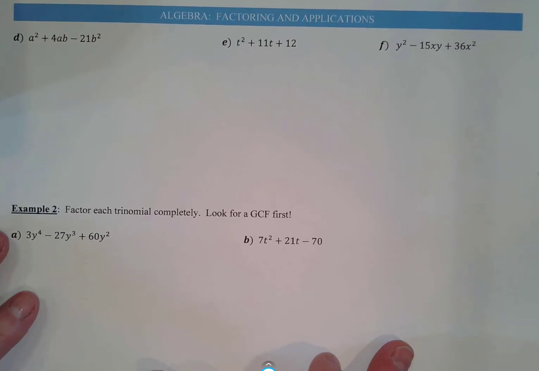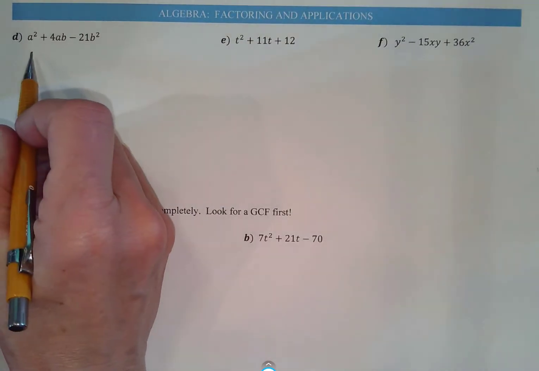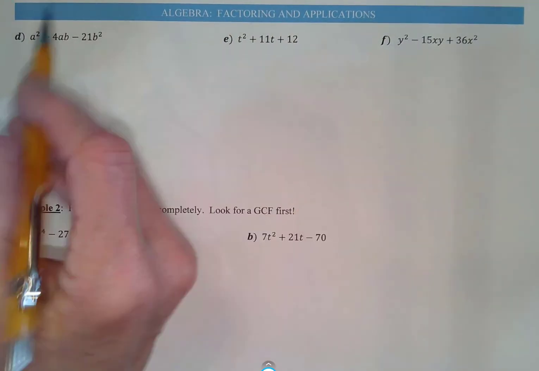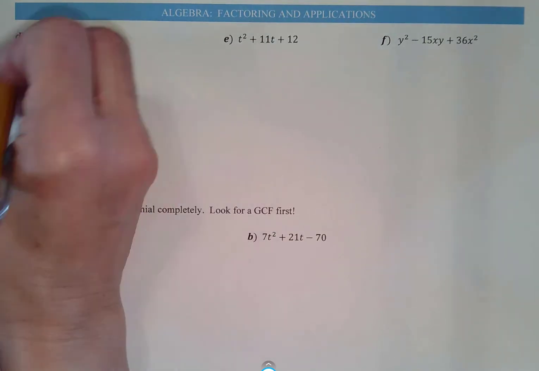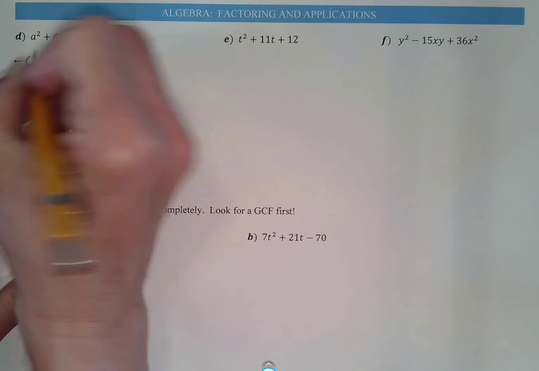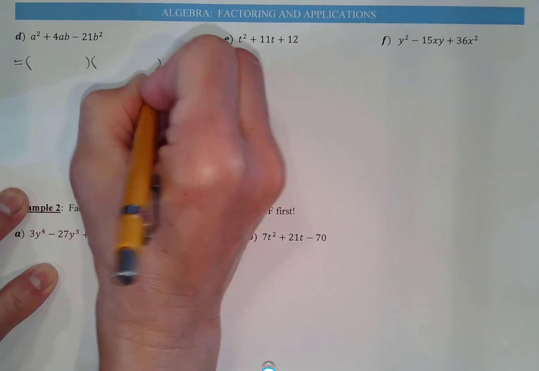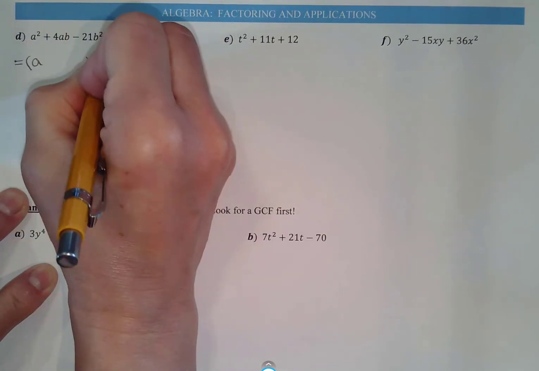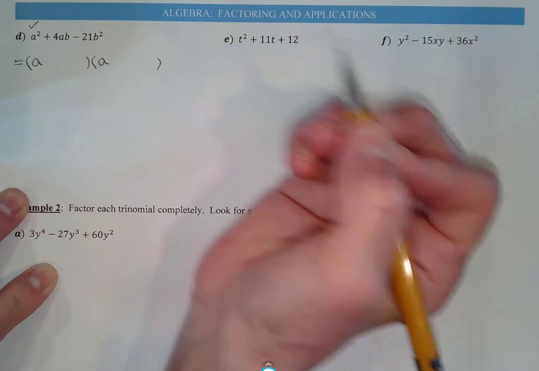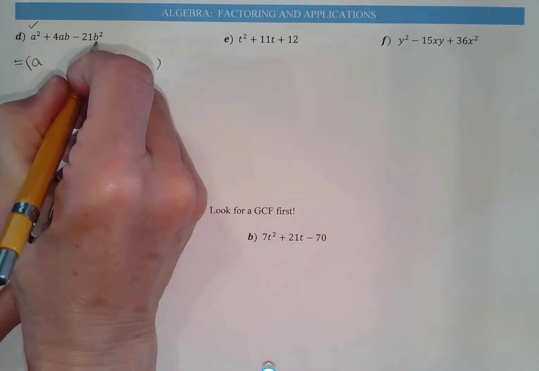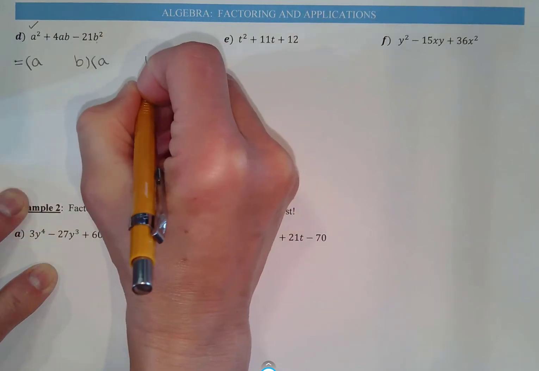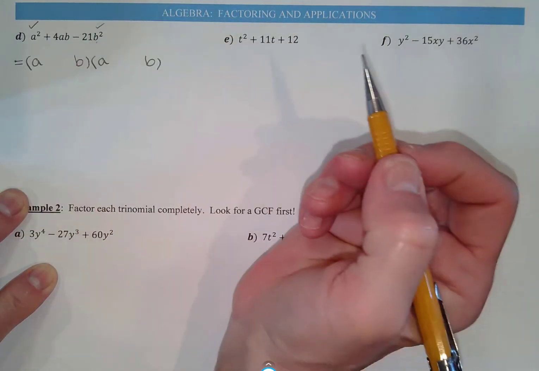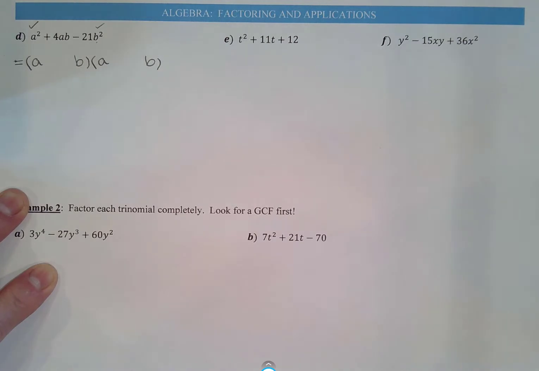Let's continue with part D. Factoring a squared plus 4ab minus 21b squared. Notice that we've got two separate variables here. As we factor, in the front, a times a gives a squared. Our terms in the back of these binomials must contain the variable b in order to obtain a b squared as we multiply those last terms.